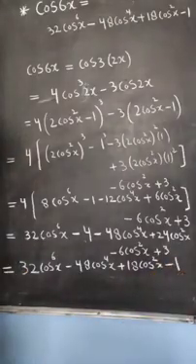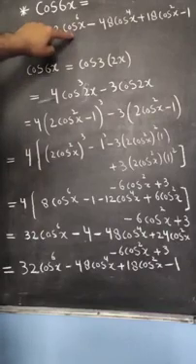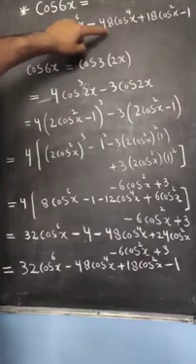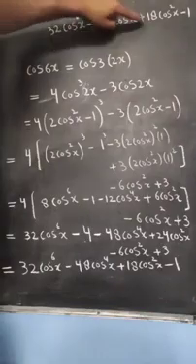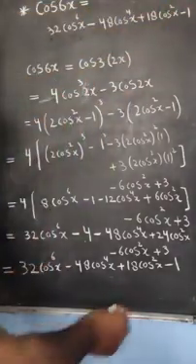I think that is equal to RHS. Yes, in RHS we have this 32 cosine raised to power 6x minus 48 cosine raised to power 4x plus 18 cosine square x minus 1. So LHS is equal to RHS.